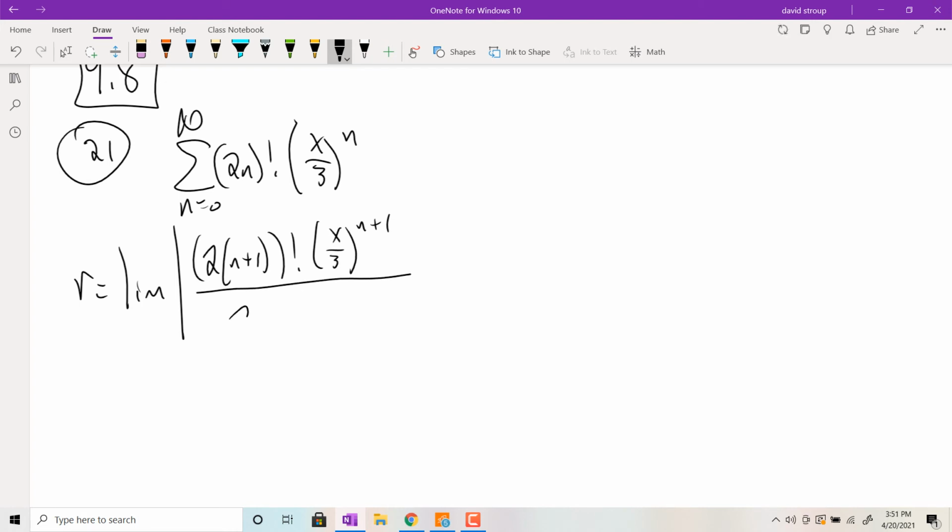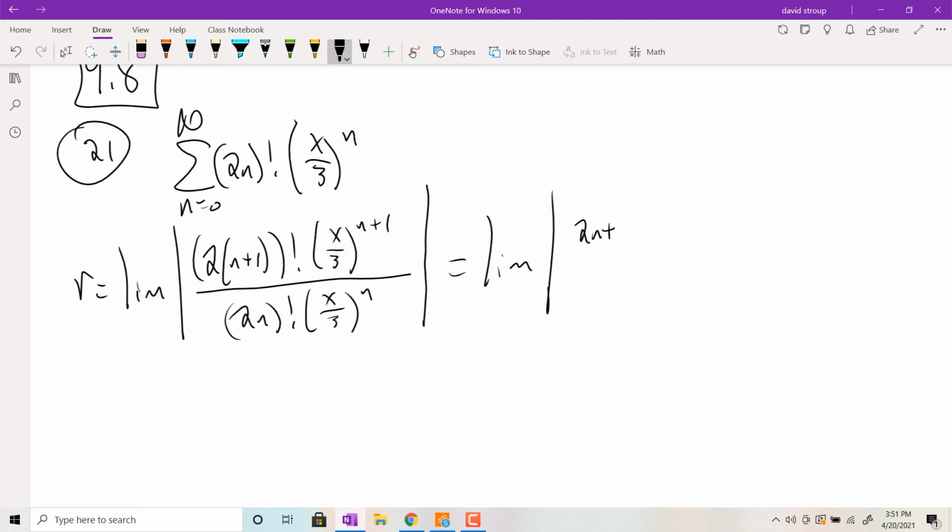All over a sub n. x over 3 to the n. Usually, it looks weird because usually we're doing reciprocals because we have a complex fraction. Anyways, this will be the limit of 2n plus 2 factorial all over 2n factorial. x over 3 to the n plus 1 over x over 3 to the n. You subtract the exponents and you end up with x over 3 to the n plus 1 minus n, which is just 1.